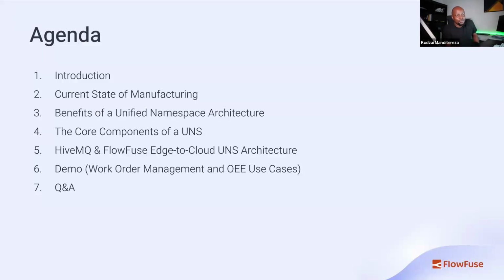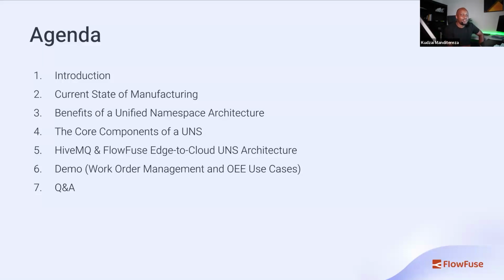But what I want to do first is spend some time describing what most traditional manufacturing operations and production management currently look like, and what the actual challenges are that they're facing that could be solved by the unified namespace architecture. And then from there, as I mentioned, we'll briefly go through the benefits of a unified namespace architecture and highlight its core components.